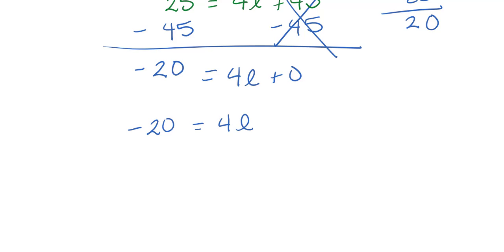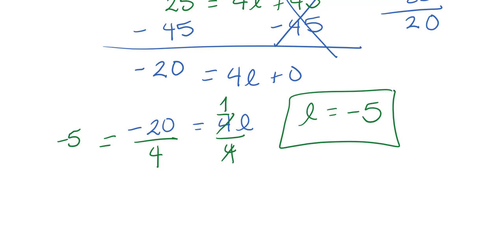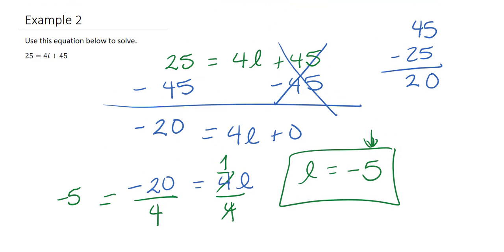And so how we get L by itself is we divide by 4 on both sides. This becomes 1. Now we have negative 20 divided by 4, which is equal to negative 5. So L is equal to negative 5. So notice we can have negative variables, where the variables equal a negative value.